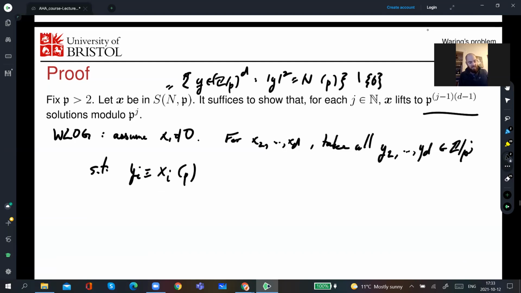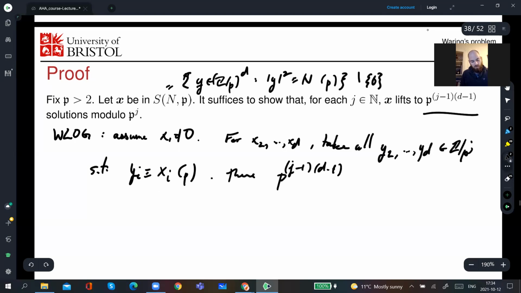So for each of these d-1 remaining coordinates, I just take the obvious lifts up to Z mod p to the j from xi being mod p. Right? There are, of course, p to the j minus 1 to the d minus 1 possible choices of y2 through yd.